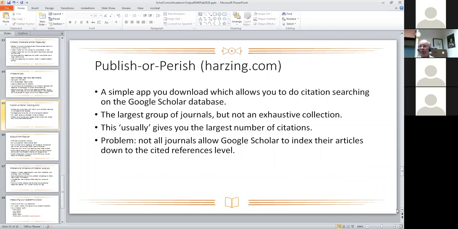Now, how do you search in Google Scholar? There's a professor out in Washington who's put up Publish or Perish. It's under harzing.com. And it's an app you download, and this allows you to do citation searching on the Google Scholar database. It also does cross-reference searching on a number of the other databases, but you can't really usually link very well to those other databases out of the Publish or Perish search, but it can tell you where else you can go look. Now, by doing it on Google Scholar, it is the largest group of journals, but it is not truly an exhaustive collection. It usually gives you the largest number of citations.